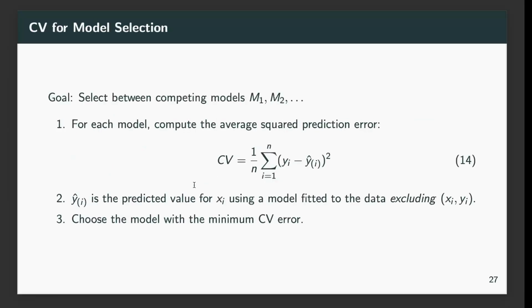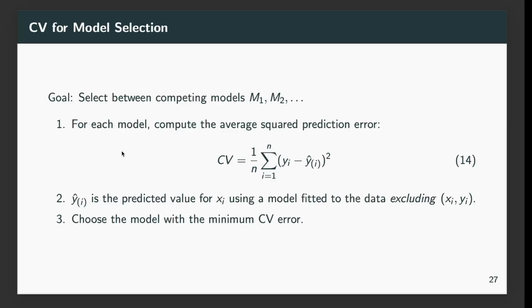Now, CV for model selection. I think this is just the algorithm of how to use the CV for model selection. Again, for those who took the data analytics class with me, you know how exactly to do this. The algorithm starts with the goal to select between competing models. Let's say we have model 1, model 2, and so on. We have multiple candidate models and we want to choose the one that will generalize best to new data.